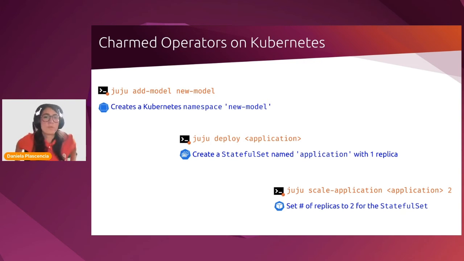Okay, so what happens when you deploy a charmed operator in K8s? By the way, we'll focus just on K8s operators for this demo. It is slightly different to how it works on bare metal or on a VM, but it follows more or less the same model. All right, so when you add a Juju model, what you're essentially doing is creating a K8s namespace. And then when you deploy an application, you are creating a stateful set with a single replica. That's a default. And then when you scale that application up, you're basically changing the replica definition of that stateful set.